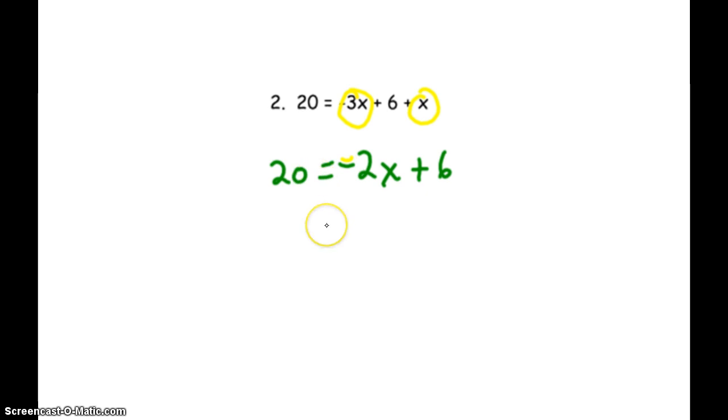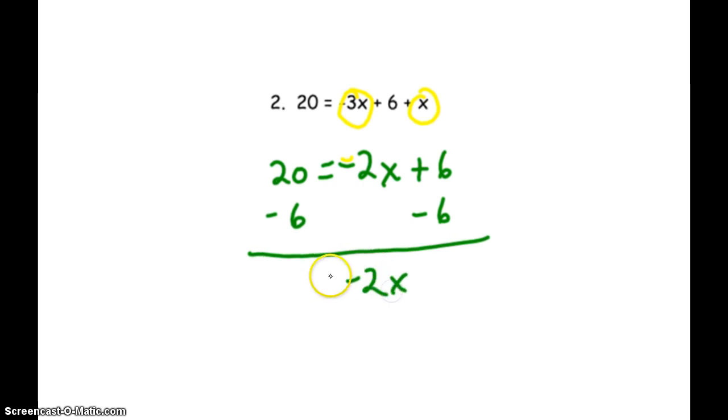Next, again, we're working from order of operations in reverse. So we're going to do adding or subtracting first. So we're going to subtract 6 from both sides. Negative 2x is all by itself. And now 20 minus 6 is going to be 14. Next, we're going to divide by a negative 2 to get x by itself. So x will equal negative 7.